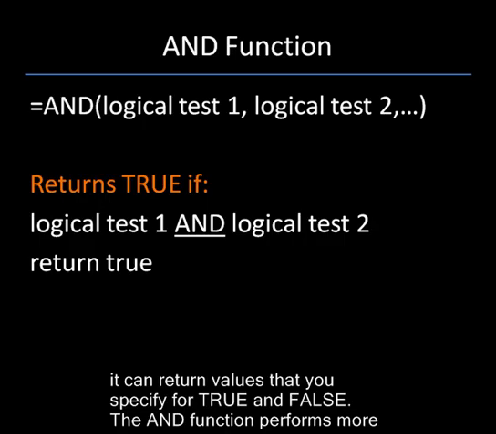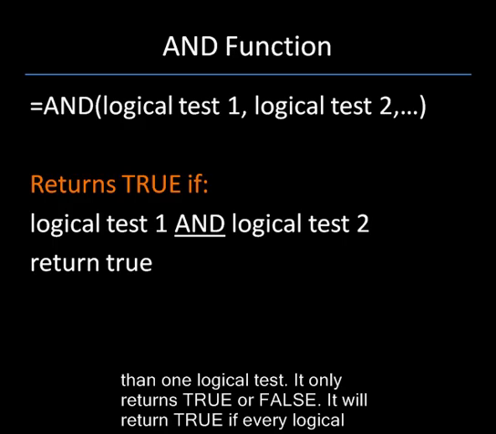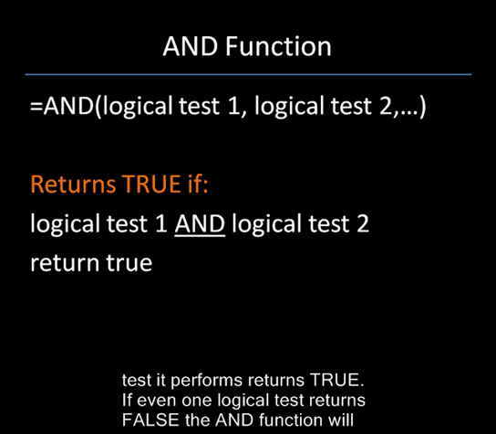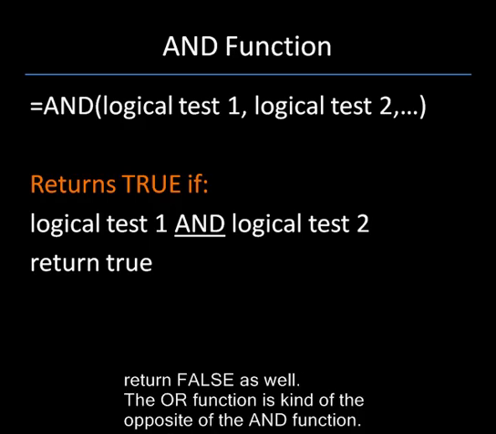The AND function performs more than one logical test. It only returns true or false. It will return true if every logical test it performs returns true. If even one logical test returns false, the AND function will return false as well.